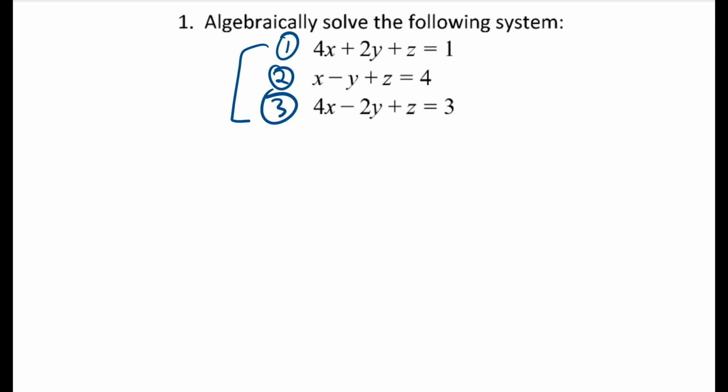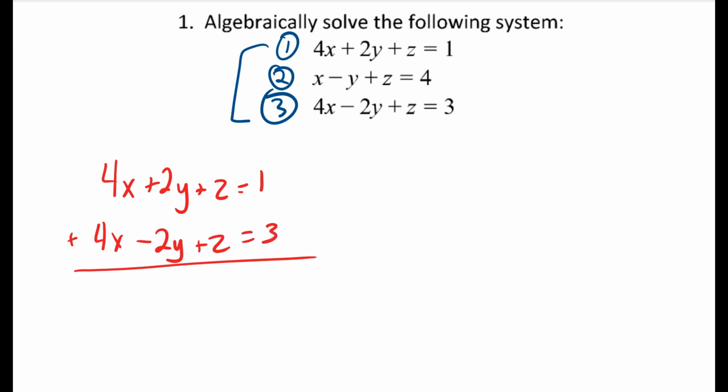So let's take a look at 1 and 3. 4x plus 2y plus z equals 1, and 4x minus 2y plus z equals 3. I notice right off the bat that if I just add those two equations, I would get my y terms to cancel. So I'm going to choose to cancel my y variable here. It does not matter which variable you cancel, as long as you're consistent in both your first two steps. So I'm going to take that first equation, and I'm going to add it to my second equation.